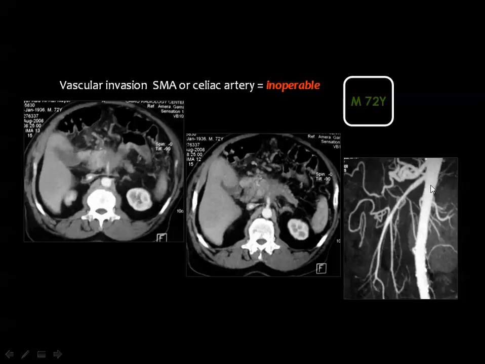And here you can see this is the origin of the artery, and this segment is narrowed corresponding to the site of the tumor, which is seen encasing the superior mesenteric artery, as you can see in the axial sections. This is the site of the tumor, and this is the normal size of the pancreas. The pancreas here is atrophic because the patient is above 70.